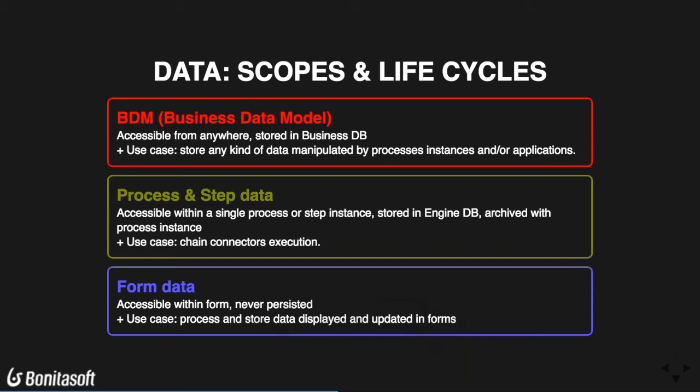The second type of data is process and step data. The process data will be at the pool level. It means that you will define data that will be available through the entire life cycle of a case. And the step data will be defined at the task level, the activity level, and that data will be available through the entire life cycle of the task. The process and step data are stored in the engine database, in the runtime database. And they are not really used to store business-related information.